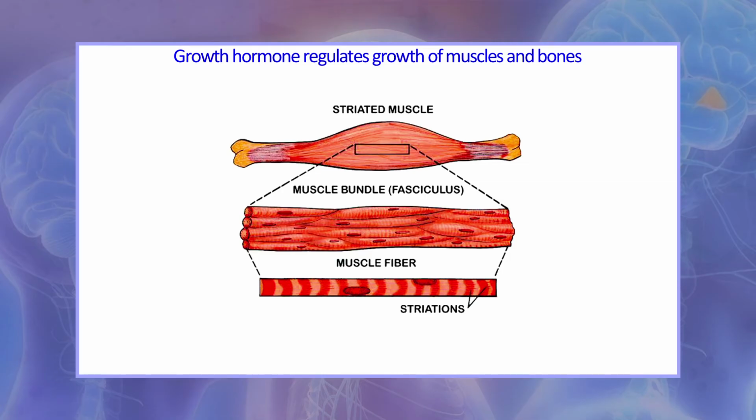Growth hormone promotes linear length of bones, particularly longer ones, by stimulating the growth and calcification of epiphyseal cartilage cells. It also influences the growth of visceral organs, adipose and connective tissues, endocrine glands, and striated muscles.